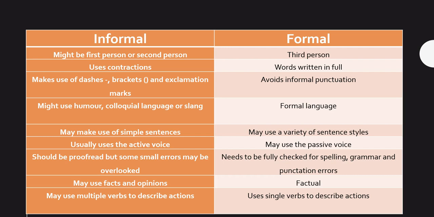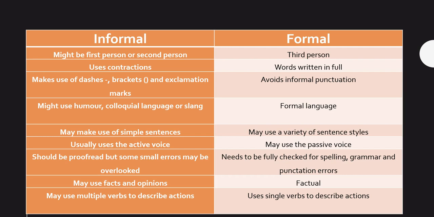Informal might make use of dashes and brackets and exclamation marks, whereas formal would avoid those types of punctuation and would just use the standard full stop, semicolons, colons, commas. In informal, you might use some humour, colloquial language or slang, which of course you would not do in a formal document. Informal often uses very simple sentences. Formal might use a variety, and they would be constructed very carefully using correct grammar and punctuation. Whereas in informal, although we're not encouraging you to make mistakes, it's not as rigid a structure.